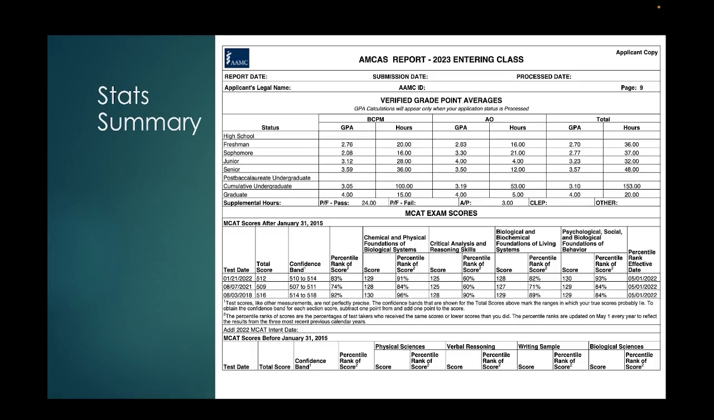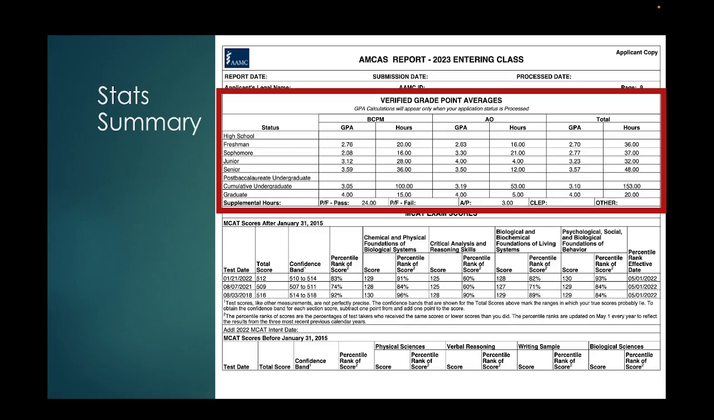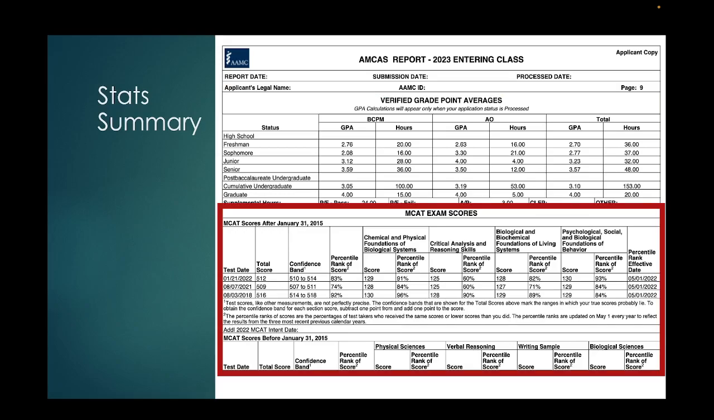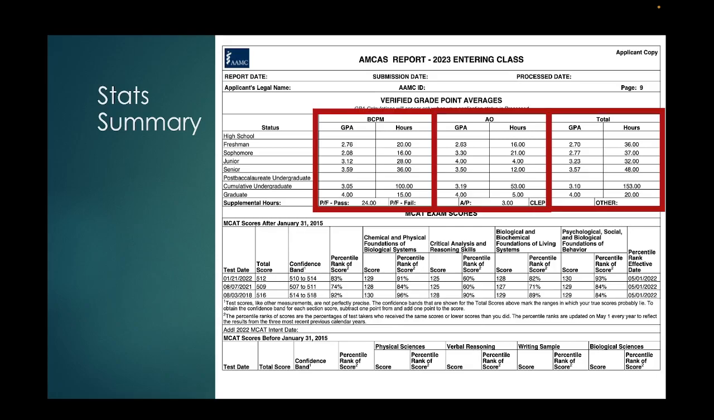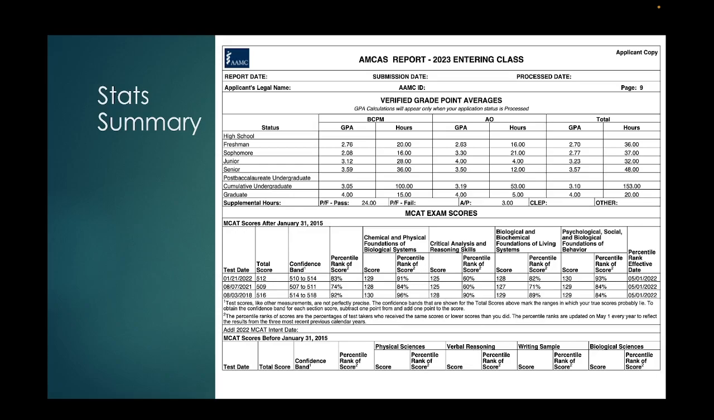When you submit the application, the final report will generate a stats summary page as part of your application. This will have a summary of your GPAs and your MCAT scores. So some things are worth noting. You have 3 relevant GPAs: bio, chem, physics, and math, all other, or total cumulative GPA. There are also individual lines for each year by status.